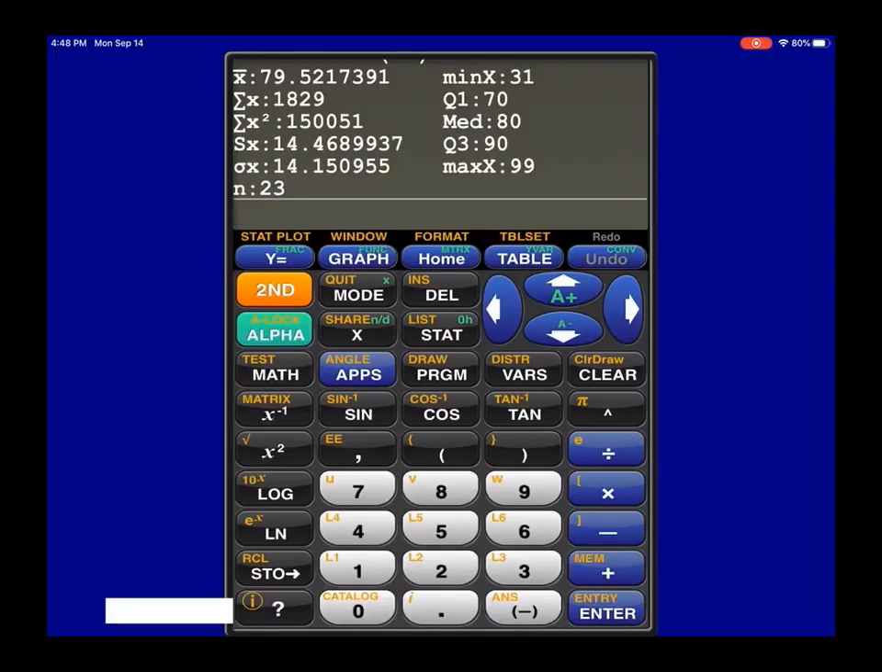Okay. So a couple of things I can find out from here. This first number at the very top, it has an extra little bar. That's my average, 79.5, all that other business there, right? Okay. The other thing is, do you see on the second column it says min X, 31? That was my lowest score. And then if you notice, Q1 is 70, the median is 80, Q3 is 90, and my max was 99.